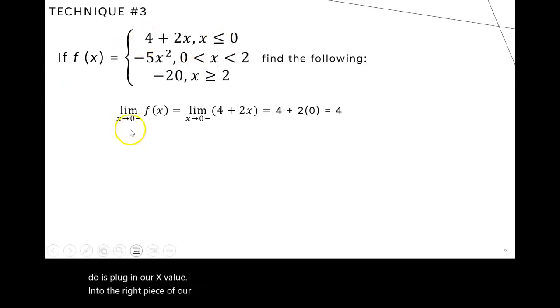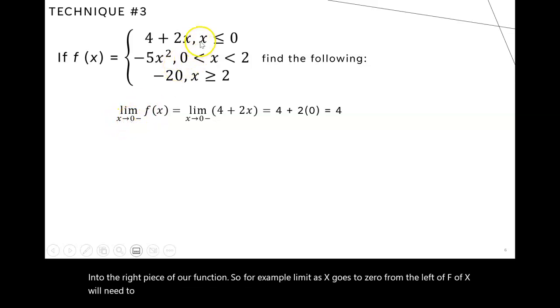So for example, the limit as x goes to 0 from the left of f of x, we'll need to figure out which piece has to do with x values a little bit less than 0.